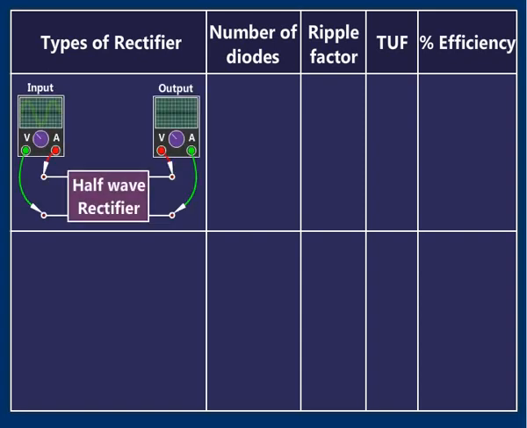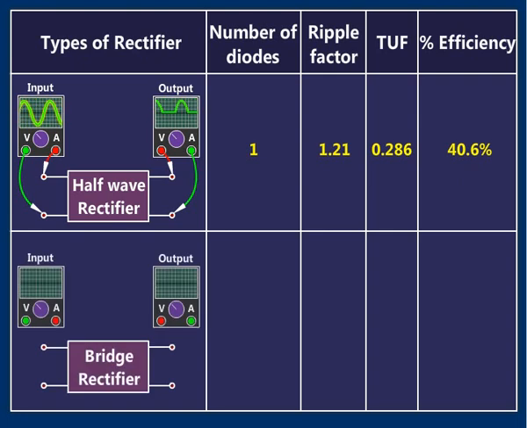For half-wave rectifier, number of diodes is 1. Ripple factor is 1.21. Transformer utilization factor is 0.286. Efficiency is 40.6%. For bridge rectifier, number of diodes is 4. Ripple factor is 0.482. Transformer utilization factor is 0.81. Efficiency is 81%.